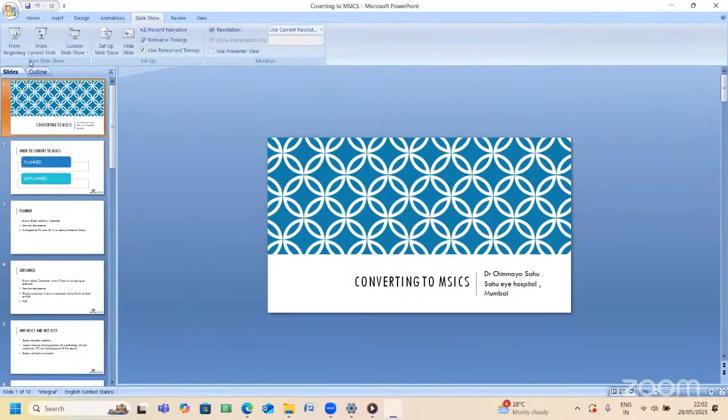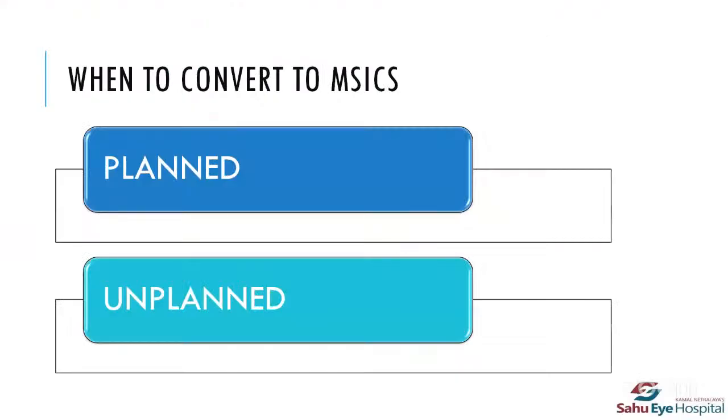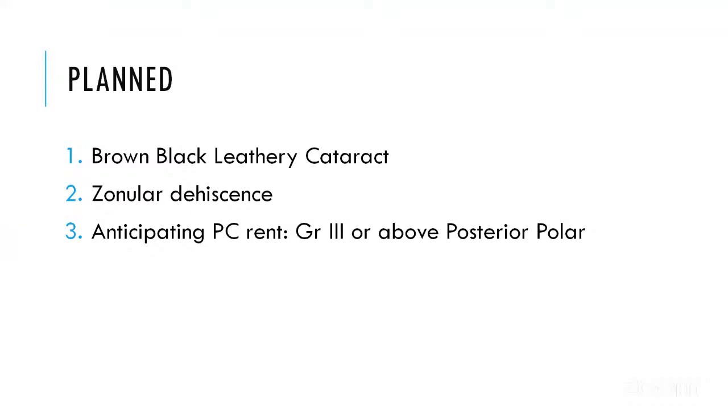So a conversion to SICS can happen in two ways. It can be a planned conversion or an unplanned one. A planned conversion is typically when you're dealing with complicated situations like a brown, black, leathery cataract where you anticipate a nucleus drop, a case of zonular dehiscence where you're not sure whether you can go through with a capsular tension ring or capsular tension segment, as a backup, or where you are anticipating a PC rent in certain grades of posterior polar cataracts. At times, even cases where the endothelium is compromised, like a Fuchs dystrophy.